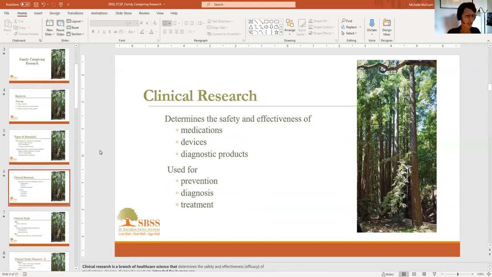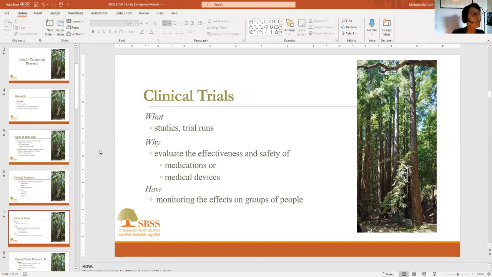Now, clinical research is a branch of healthcare science that determines the safety and effectiveness of medications, devices, and diagnostic products. And the reason I bring it up is it's probably most relevant to family caregivers. One part of clinical research is clinical trials, that you've probably heard a lot about. What are clinical trials? They're basically studies. They're trial runs. Why do we do them? To evaluate the effectiveness and safety of new medications or medical devices.